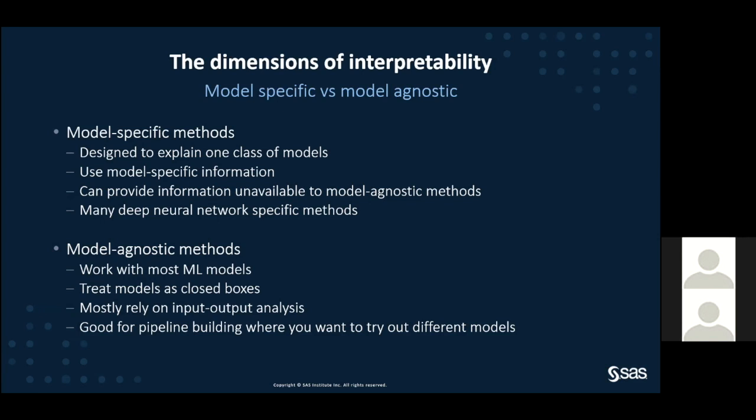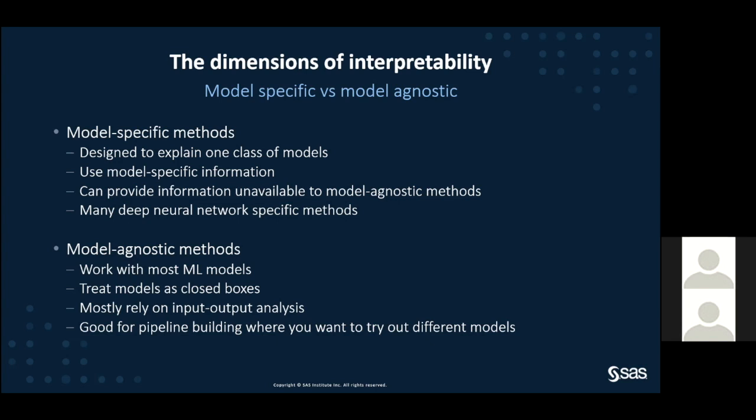There are also model agnostic methods, which will work with most machine learning models, including deep learning. They treat models as closed box. They don't know the inner workings of the model. Most of them rely on input and output analysis. Basically, you just change the input, try a bunch of them, and see how the model behaves. And by controlling your input and seeing the output, you can analyze what the model is doing.